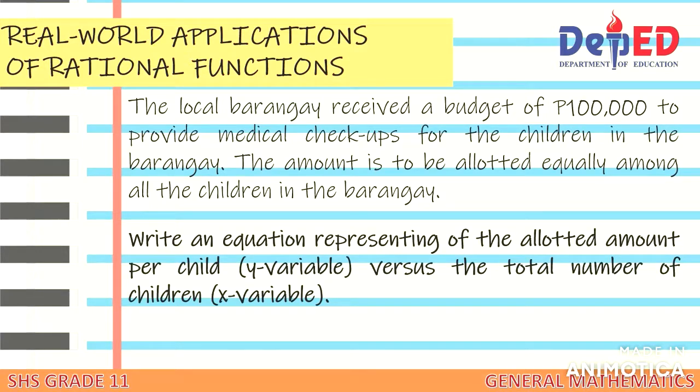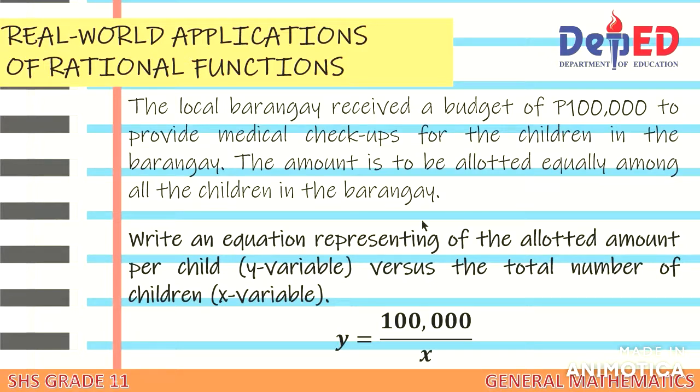Write an equation representing the allotted amount per child, which is the y variable, versus the total number of children, which is the x variable. So this will be our working equation. Y is equal to 100,000 divided by x.